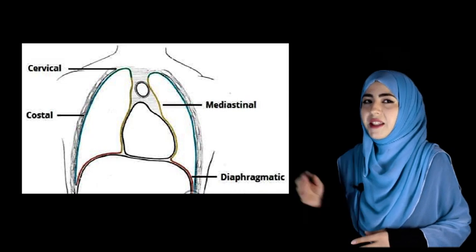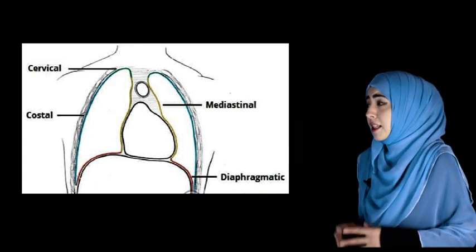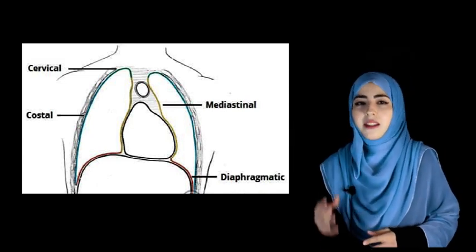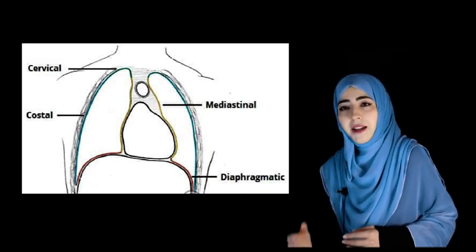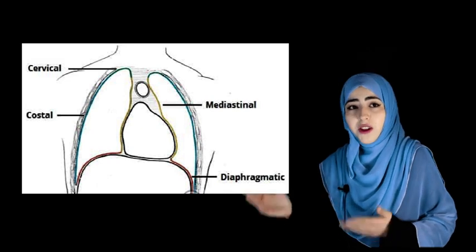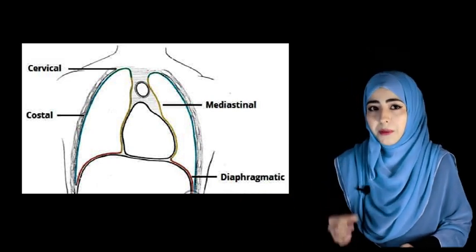And then we have the mediastinal surface. The mediastinal surface of the lung is concave because it is related to the middle mediastinum, which contains the pericardium and heart.